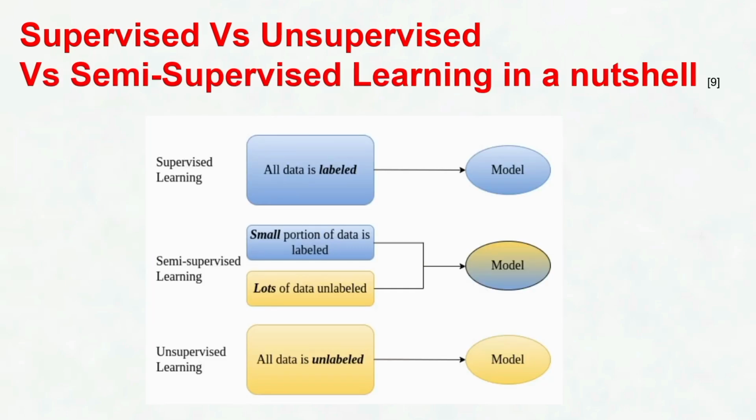Let's identify the difference between supervised, unsupervised, and semi-supervised learning with the following diagram in a nutshell. In supervised learning, all the data is labeled and it is given to a model for training. While in semi-supervised learning, a small portion of the data is labeled and lots of data are unlabeled, and this is used to train a model. While in unsupervised learning, all the data is unlabeled and this data is used to train the model.